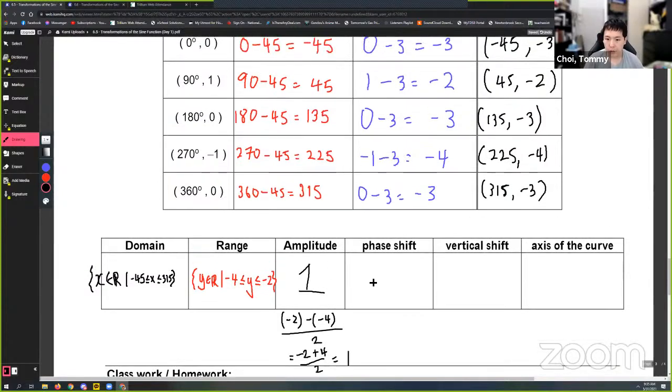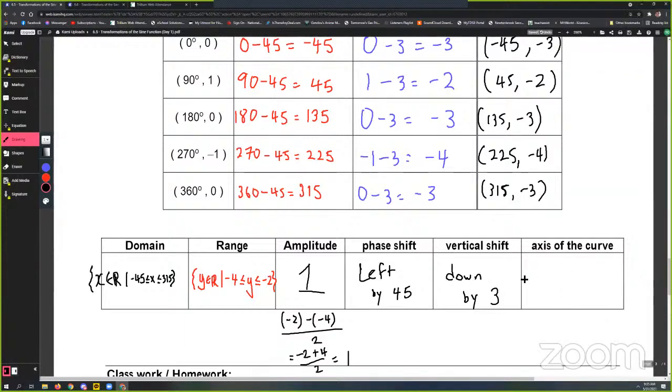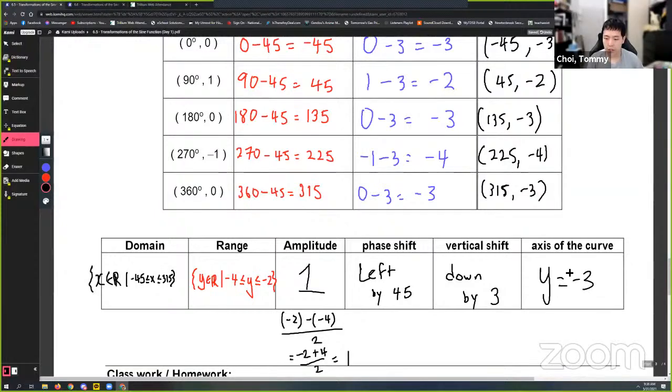Lorraine, with that. Phase shift. Well, we know what it is. We said left by 45. Vertical shift was down by 3. Just to make it simple there. And you'll want to give the equation of the axis here. And you want to give that a shot. Is it 0? No, it is not 0. -3? Yes, -3 is the answer. Where the middle is going to be -3.